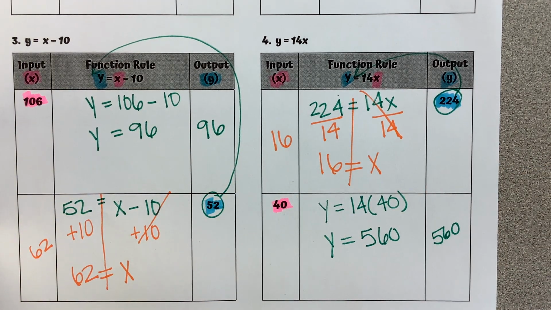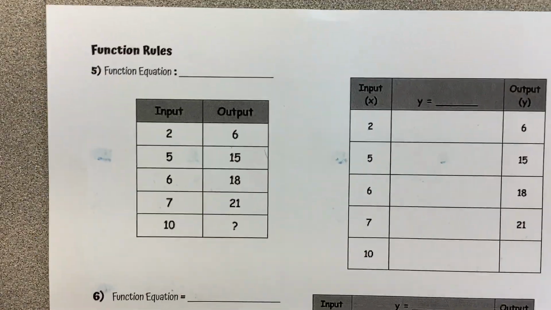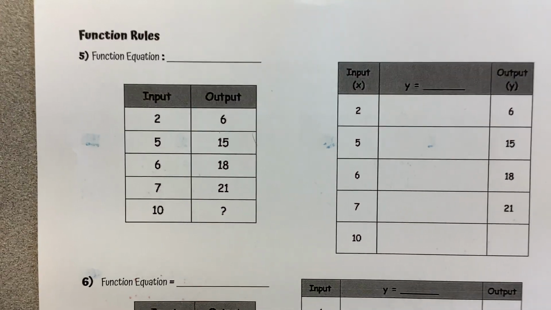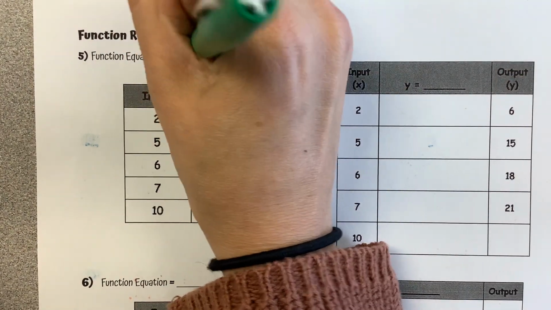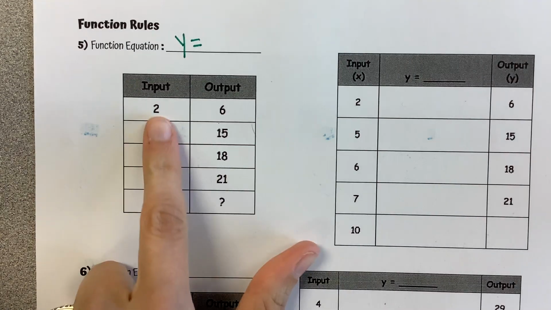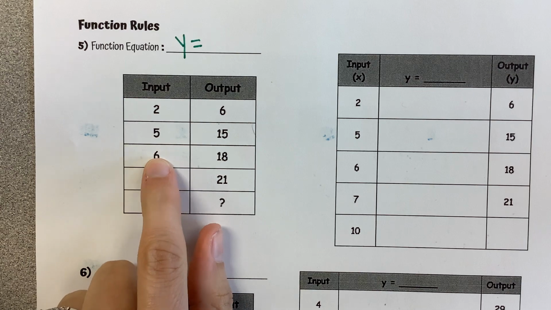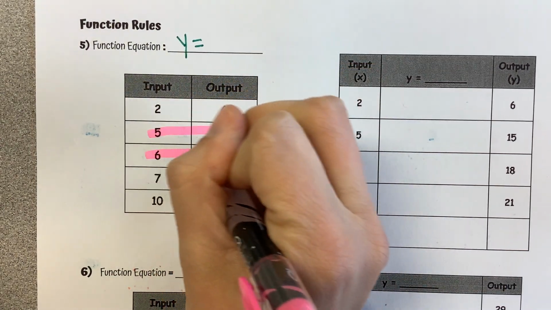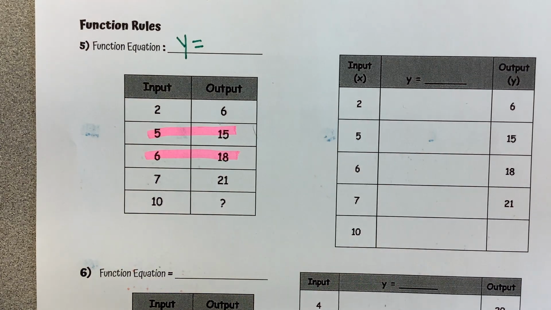So that was a little refresher on function tables. Let's now look at function rules. So for function rules, we know the equation is going to be y equals. What we want is to find where the x, or the input, is going up by 1. So from 2 to 5, that doesn't go up by 1. From 5 to 6, that does. So I'm going to highlight both of these rows because that's where we're going to look.